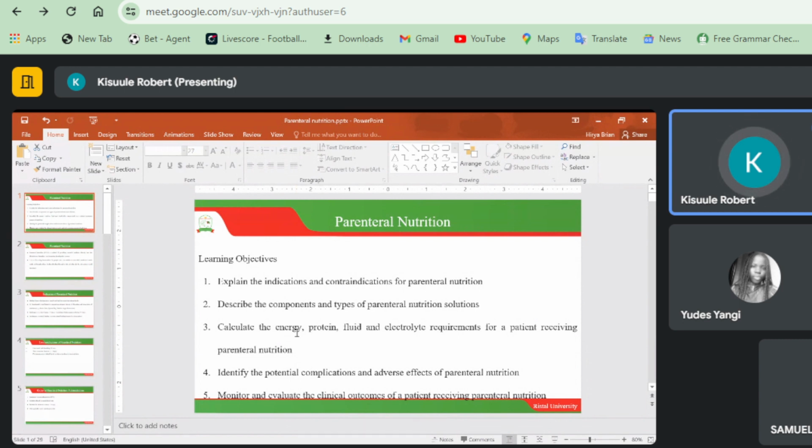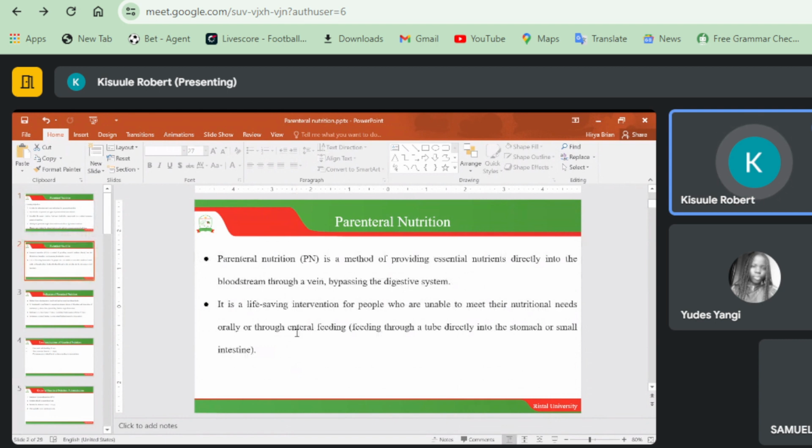We will also be able to monitor and evaluate the clinical outcomes of patients receiving parenteral nutrition. Alright, so kicking this off, we understand that parenteral nutrition is a method of providing essential nutrients directly into the bloodstream through a vein, bypassing the digestive system, like I told you earlier on in our engagement to do with enteral nutrition.